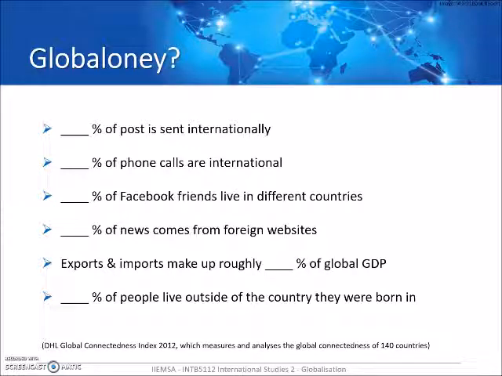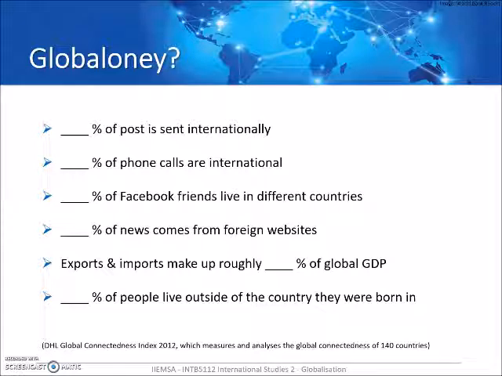Okay, so now looking at globalization, I want to start with a quick quiz just for you to sort of get a grasp of what we're talking about. This is from the DHL Global Connectedness Index 2012, so it's a bit older. So obviously the numbers will be a bit higher now, 8 years later. But I just want you to ask yourself, how big of a percentage of posts do you think is currently sent internationally? Grab a piece of paper, write it down for yourself so that you can compare.